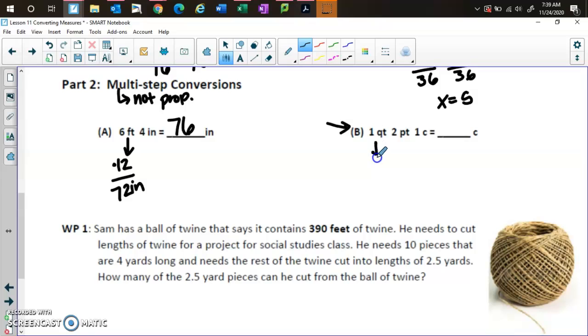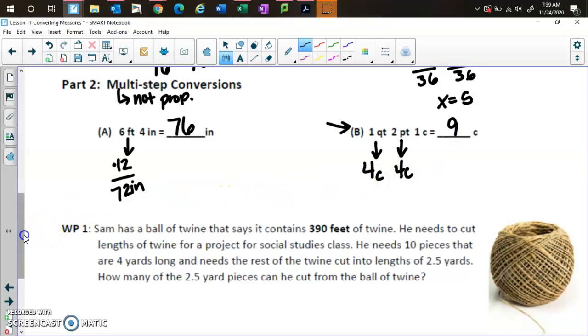Taking a look at the conversion chart, if I look inside 1 quart, I'm trying to go to cups, I see there are 4 cups in there. In 2 pints, I see that there are also 4 cups. Should put little C's here. And then 1 cup. So 4 plus 4 plus 1 is going to be a total of 9 cups.